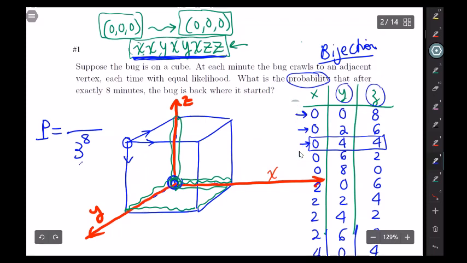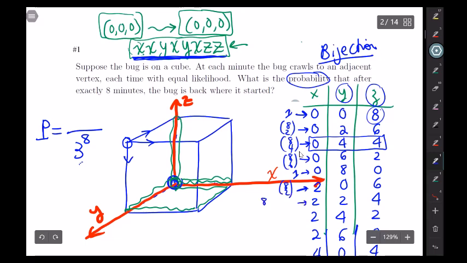My apologies. The first one will be only 8 z's. There's only one way to do that. The second one, 2 y's and 6 z's. That's just 8 choose 2 ways. The next one, 4 y's and 4 z's. That's just 8 choose 4 ways. The one after that, 8 choose 6 ways. The one after that, 1 way. The one after that, 8 choose 2 ways.